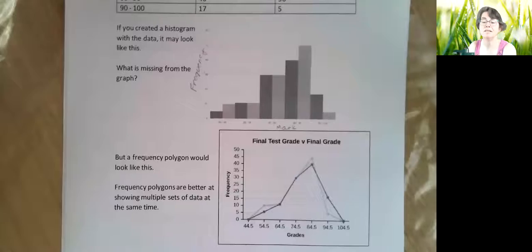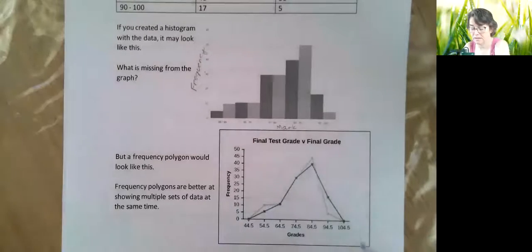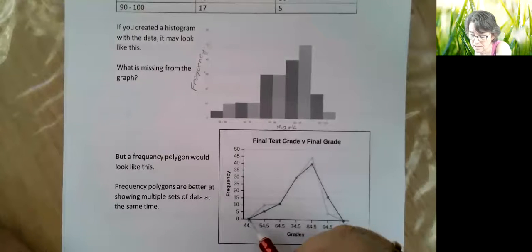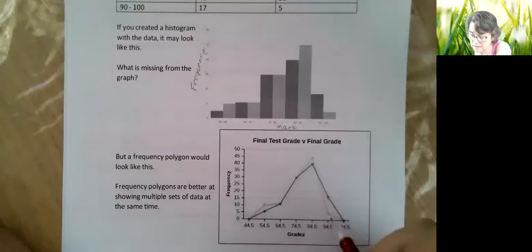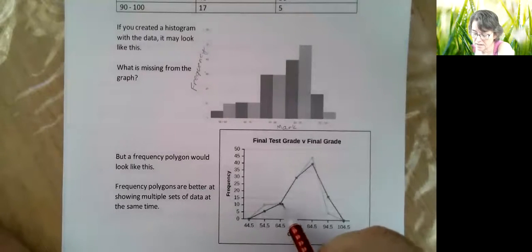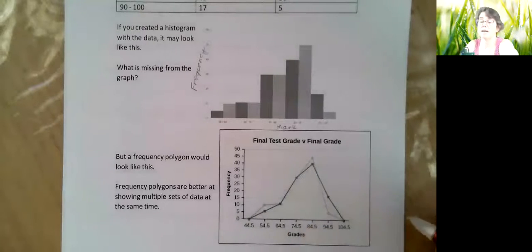If we change it into a polygon, you can see how each one moves, right? So you can see the final grade, which is the light gray along this line, and you can see the final test, which is the darker gray. And I just find it easier to read that.